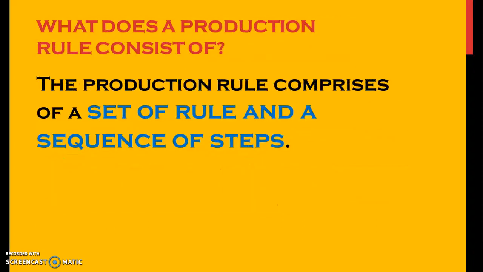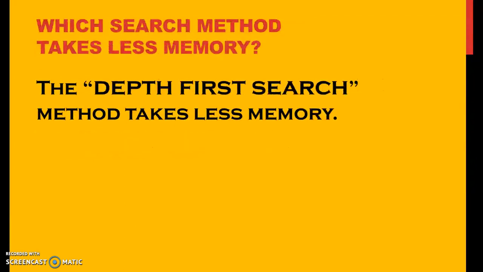What does a production rule consist of? The production rule comprises a set of rules and a sequence of steps as well. So which search method takes less memory? That depth first search method takes less memory.